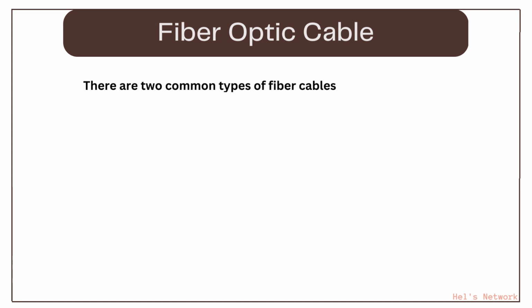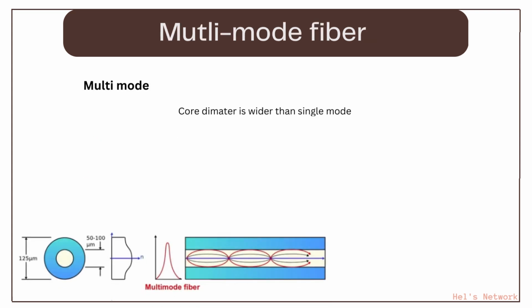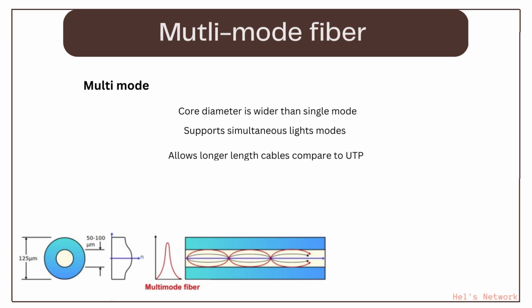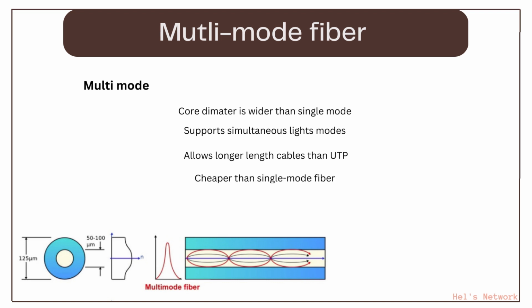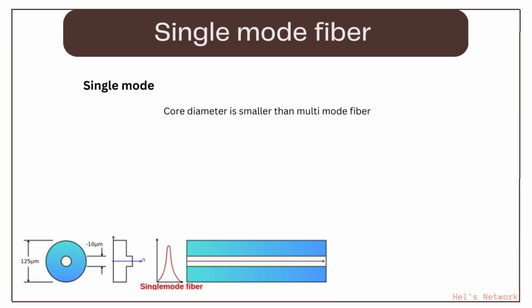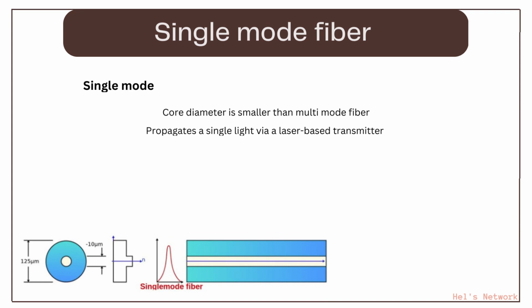There are 2 common types of fiber cables, single mode and multi-mode. Multi-mode consists of a wider core diameter. It also supports simultaneous light modes, and it allows longer length cables compared to UTP, and finally it is cheaper than single mode fiber. On the other hand, single mode has a smaller core diameter, propagates a single light via a laser-based transmitter, and allows longer cables compared to both UTP and multi-mode fiber.